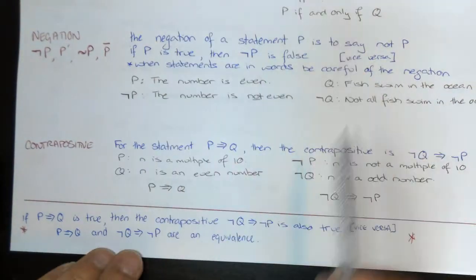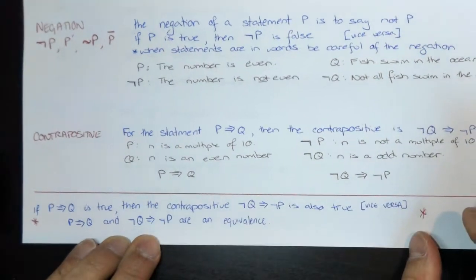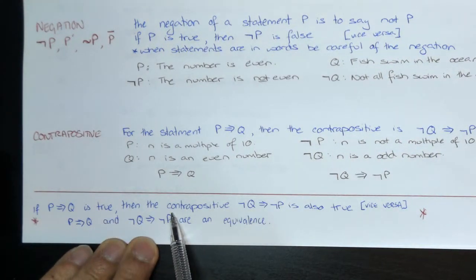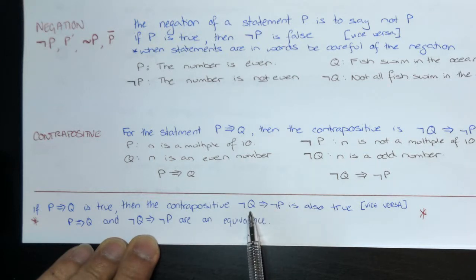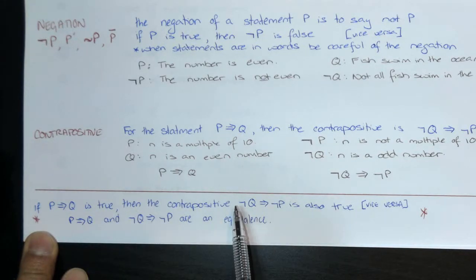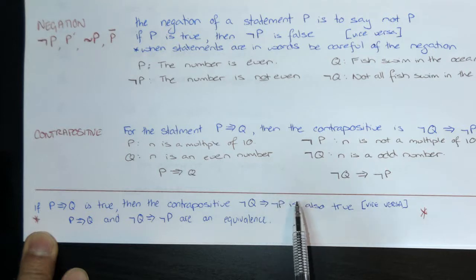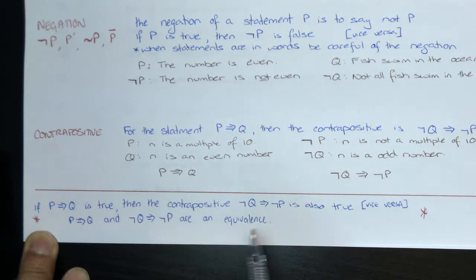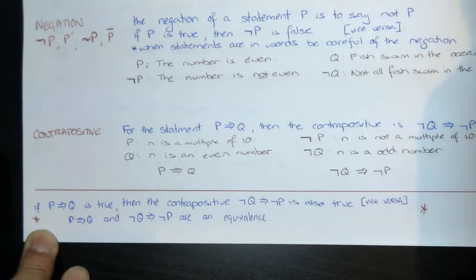So the contrapositive and the original statement are kind of the same. If P implies Q is true, then the contrapositive, not Q implies not P, is also true, and vice versa. If P implies Q is false, then the contrapositive is also false. So P implies Q and its contrapositive are equivalent. They are the same statement.